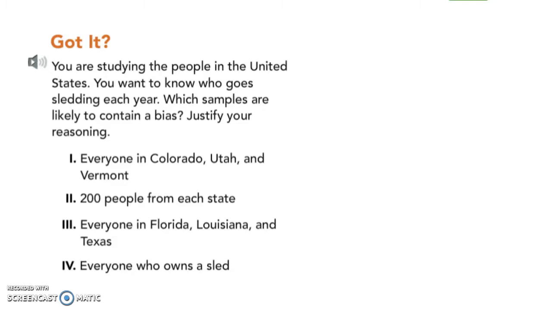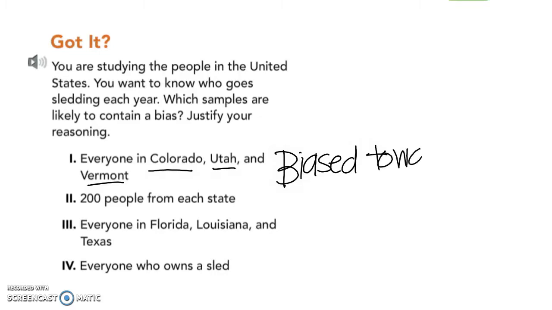Alright, so we know, what do we need to be able to go sledding? We need snow. So we want to pick the states that would have snow or that for sure would not have snow if we're looking for ones that would have a bias. So when we say everyone in Colorado, Utah, and Vermont, do those get snow? All of those get snow. So that would be biased towards yes, because those guys probably sled a whole lot. Okay, because they all get lots of snow.